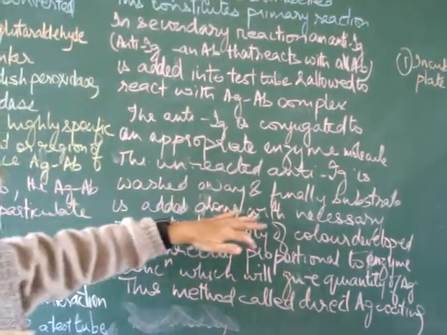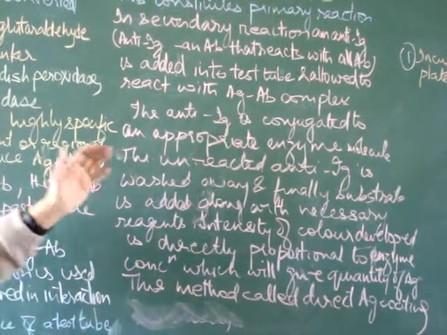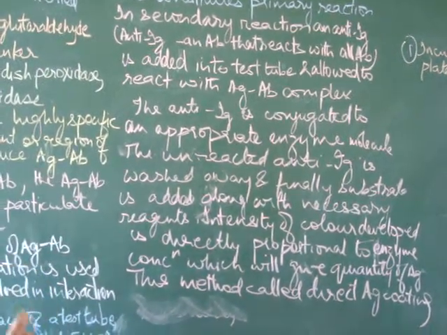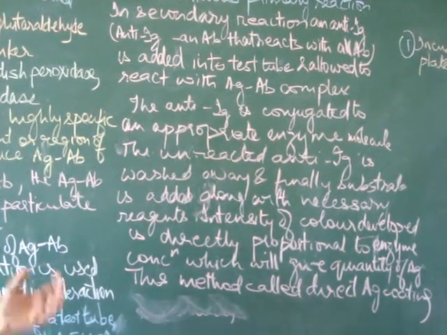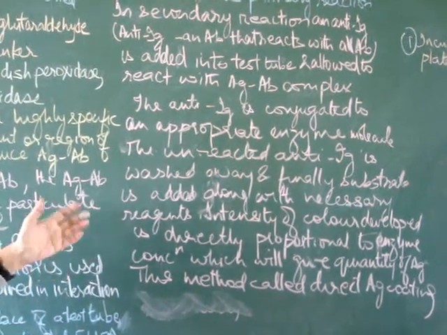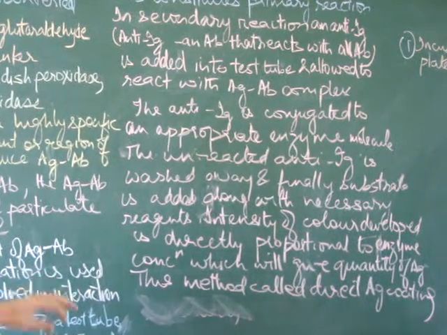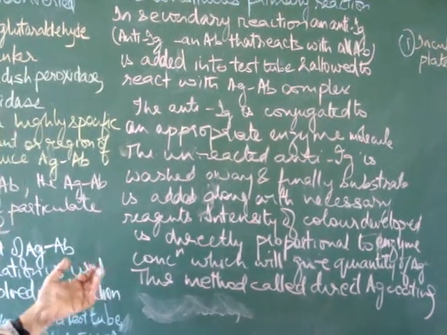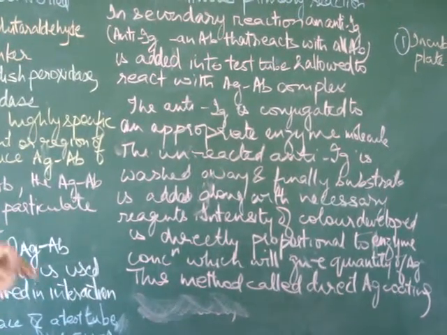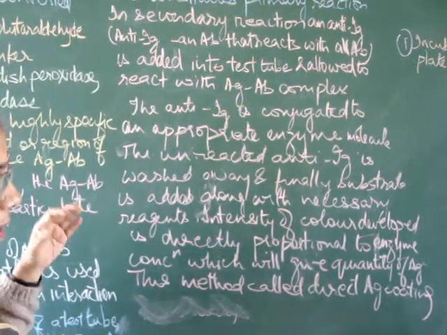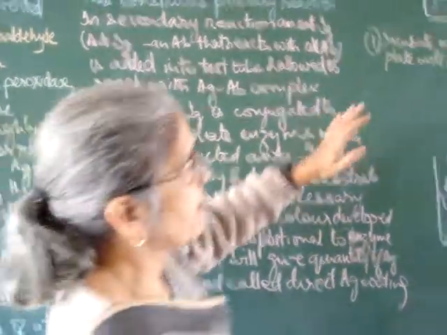The unreacted anti-Ig is washed off, and finally the substrate is added along with the reactants to the mixture, and the color produced is directly proportional to the enzyme concentration, which finally gives us the amount of antigen present in the sample. Here is the diagram for it.